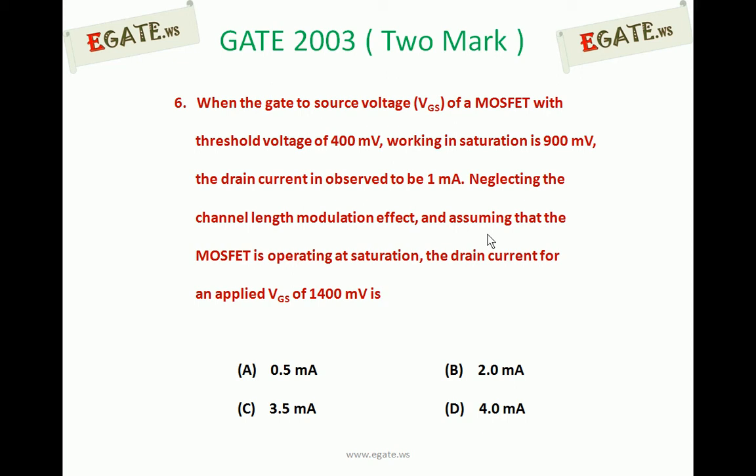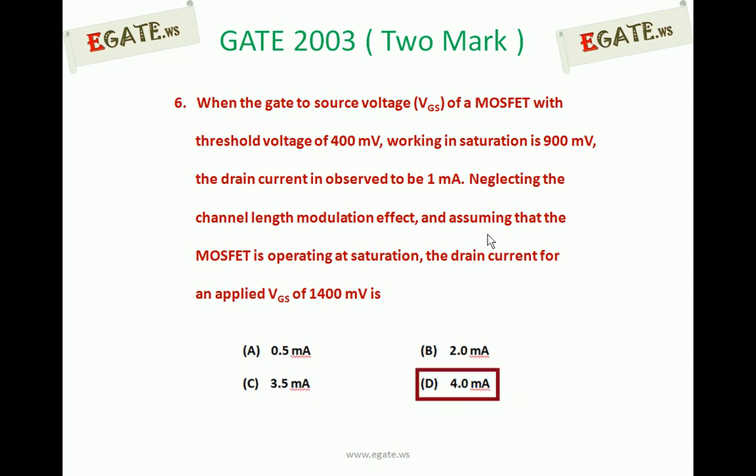Simply, the question is: a MOSFET is in the saturation region with a threshold voltage of 400 millivolts. If the VGS value is 900 millivolts, the drain current is 1 milliampere. If we apply VGS of 1400 millivolts, what will be the drain current? The correct answer for this question is D, 4 milliamperes. So we see the details now.